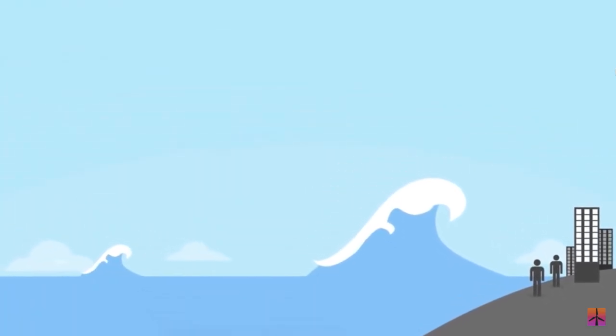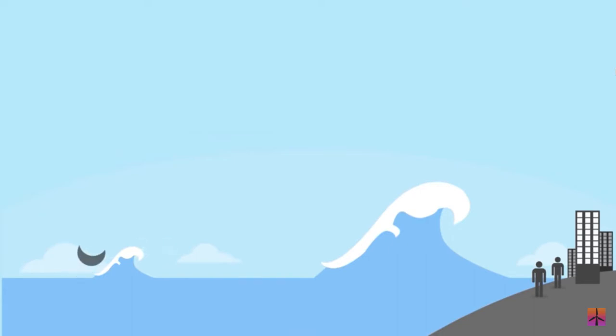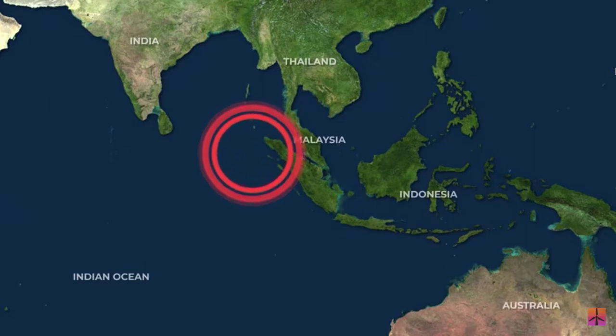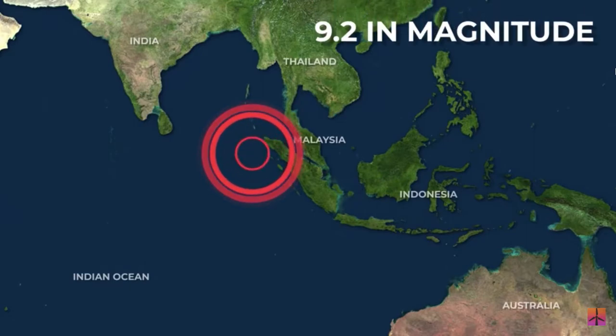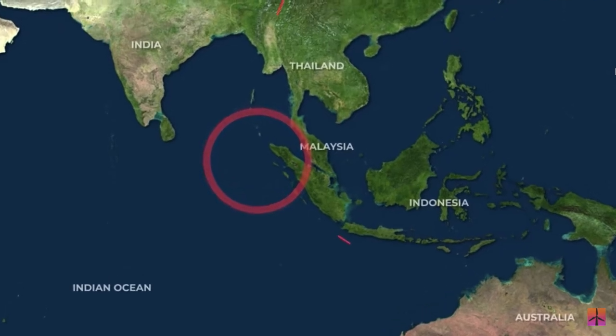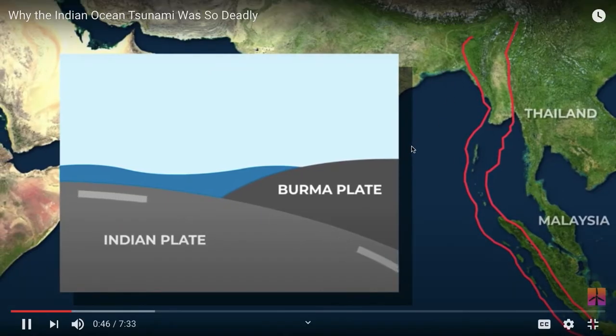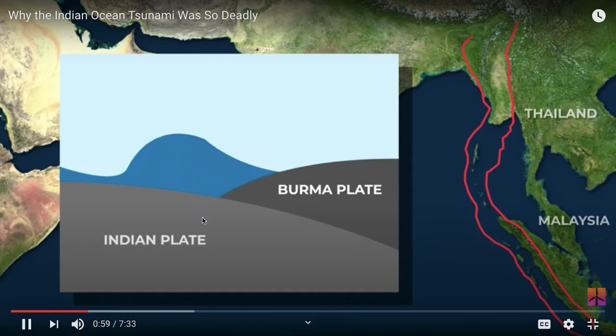Tsunamis, unlike normal waves, which are caused by the winds and tides by the gravitational pull of the moon, are caused by extremely large displacements of water. In the case of the Indian Ocean tsunami, it was caused by a large undersea megathrust earthquake that measured 9.2 in magnitude. This earthquake occurred along a 1,600-kilometer subduction zone where the Indian plate slid under the overriding Burma plate. As the overriding Burma plate bulged under strain, tectonic uplift occurred before eventually the plate slipped, causing a massive amount of energy to be released, and thus causing a tsunami.